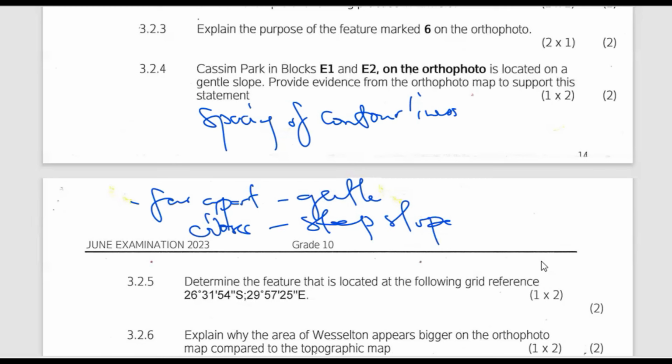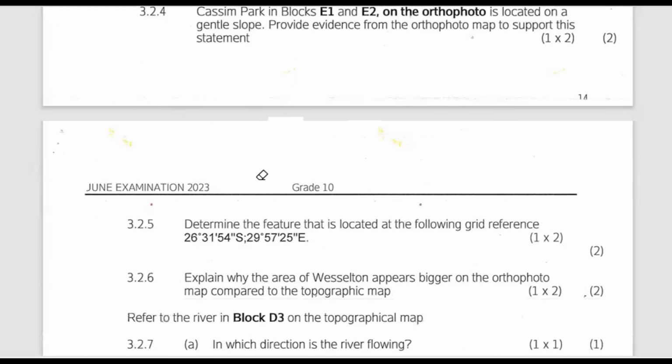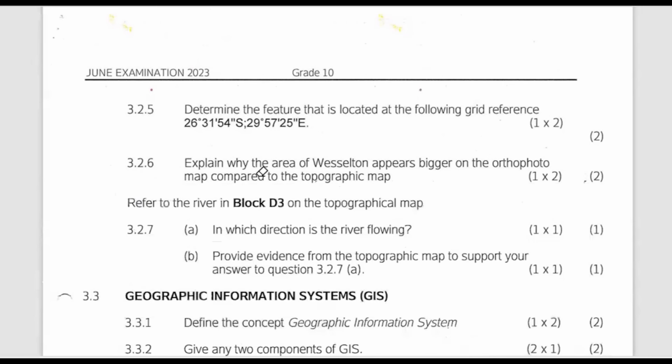So it says it's located on a gentle slope. So automatically, it means the contour lines must be spaced further apart from each other to justify that it's a gently sloping landscape. Then also when you're reading your coordinates, like question 3 to 5, you're supposed to figure out how you determine your second values for latitude and for longitude to be able to locate the feature.